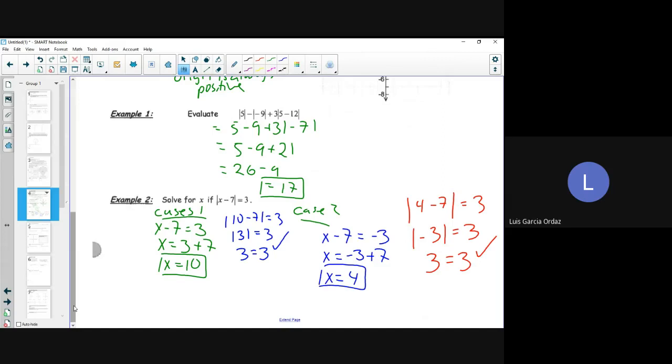So when you have cases like this, you're always going to do 2 cases, one case with a positive value and one case with a negative value. So therefore, our solution for this equation is x is equal to 10 and x is equal to negative 4.